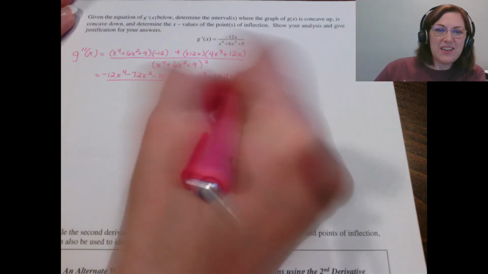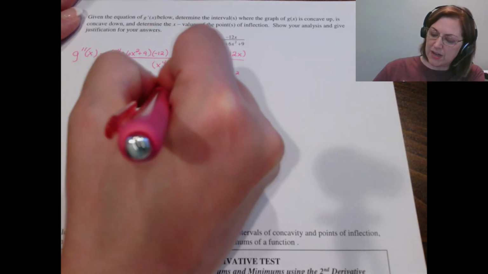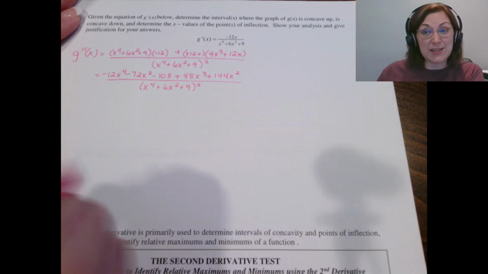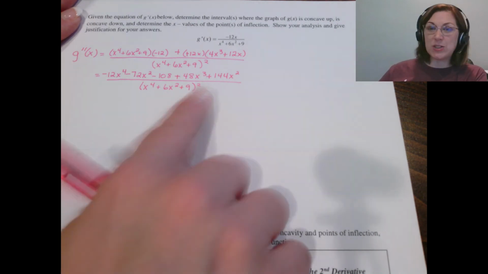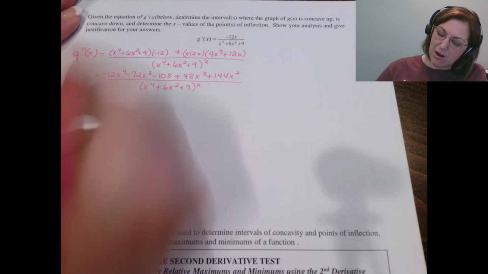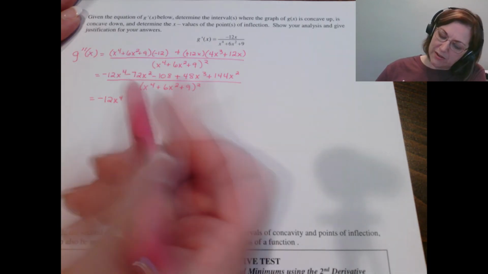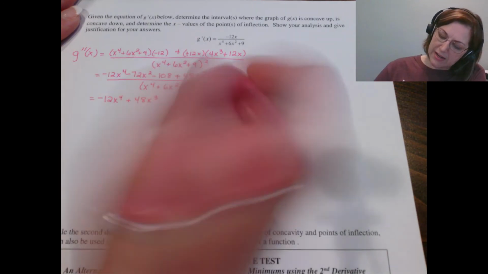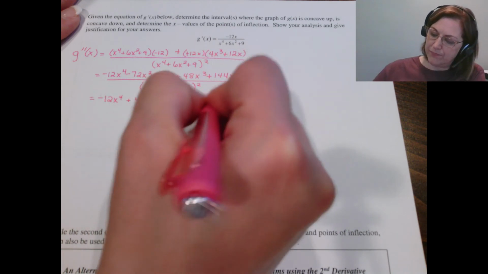And then I'm going to leave this denominator pretty much alone. And the reason I'm going to do that is because, one, it's not going to really matter when I set the second derivative equal to 0. And also because it's being squared, I know it's going to stay positive. So when I get ready to test intervals, it's not even going to be a problem. Okay, let me pick up some like terms here. I've got 48x cubed. Then I've got 72x squared and 108.